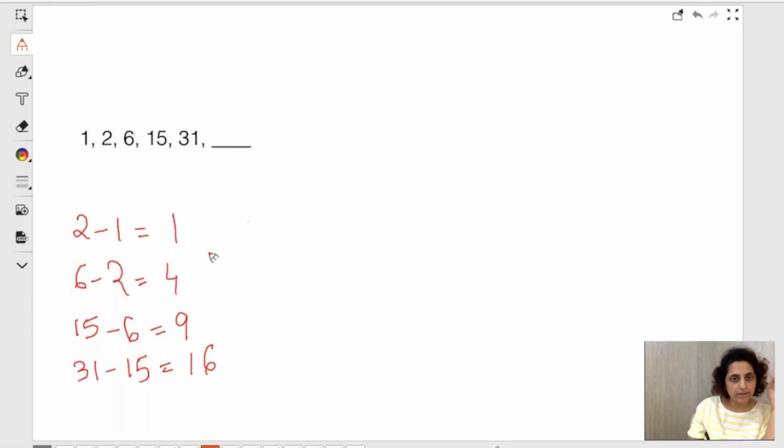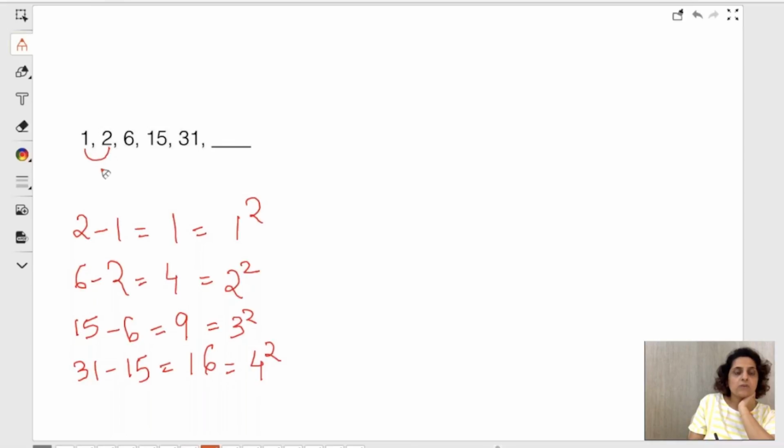I think these numbers will ring a bell in your mind. 1 is nothing but 1 square. 4 is nothing but 2 square. 9 is nothing but 3 square. Similarly, 16 is 4 square. So this is how the difference goes: 1 square, and then we have 2 square, then we have 3 square, here we have 4 square.